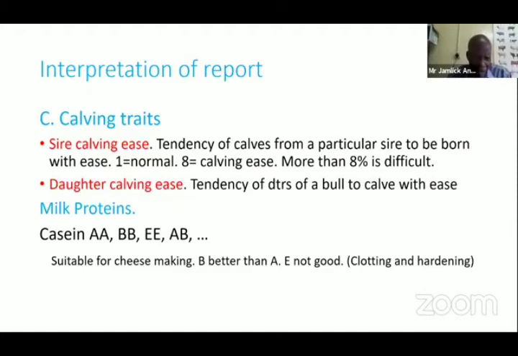Then milk proteins. Everybody is talking about this one now, casein A2 and beta-casein. It's all about suitability for cheese making, but they also say there is some milk which is good for adults in some particular populations and also in the group.